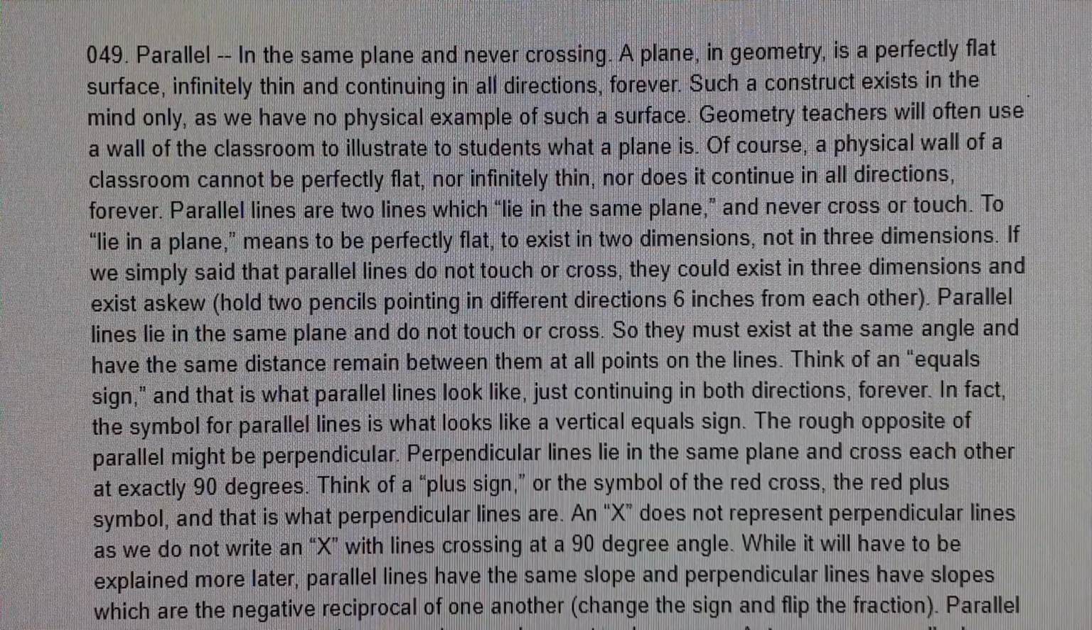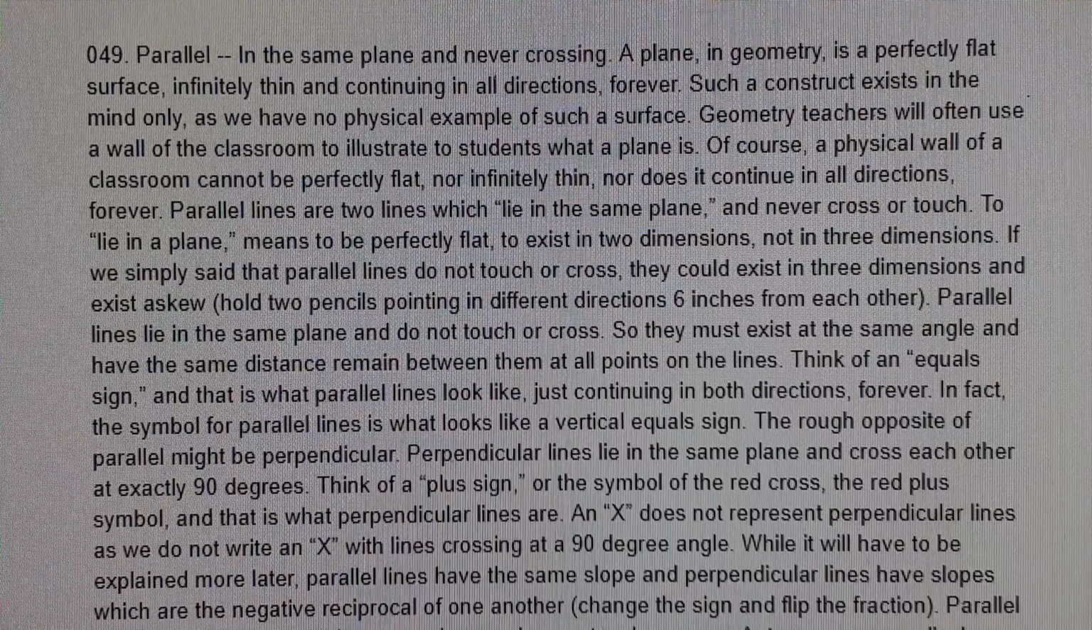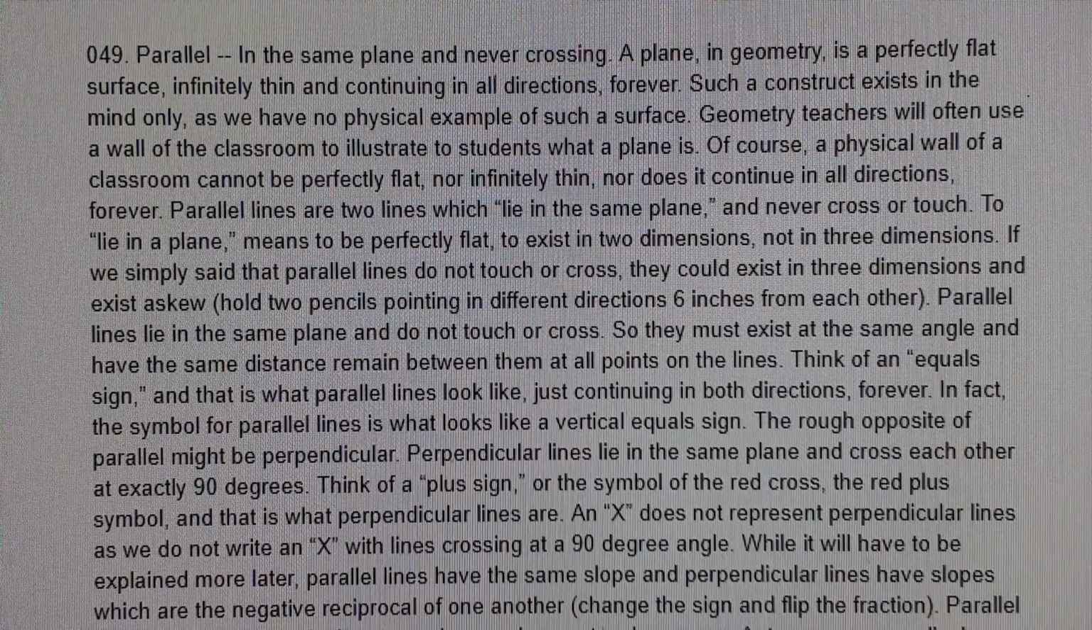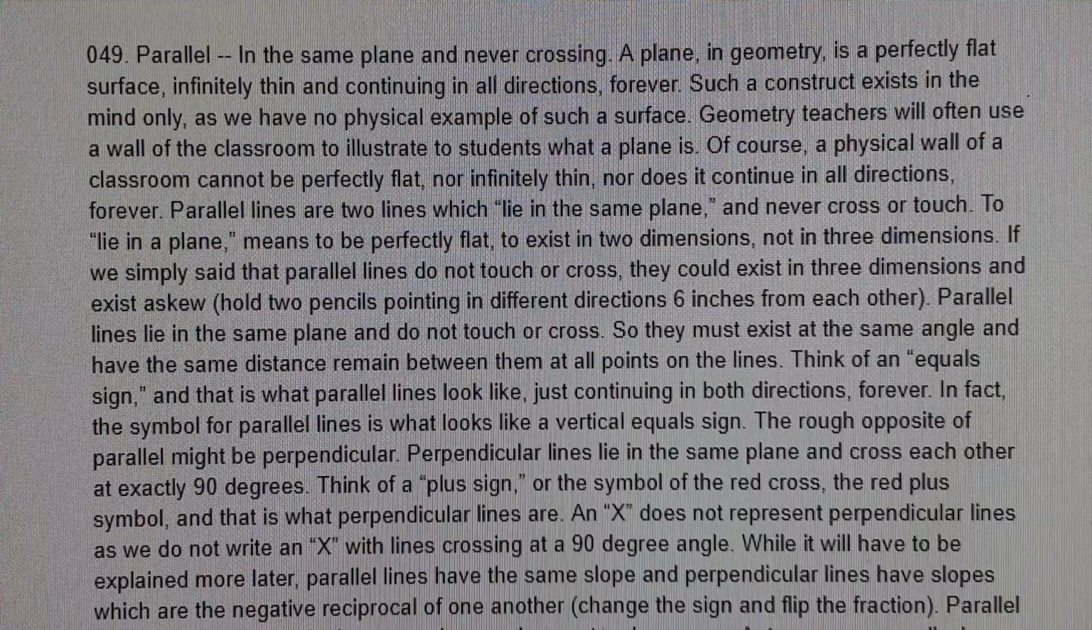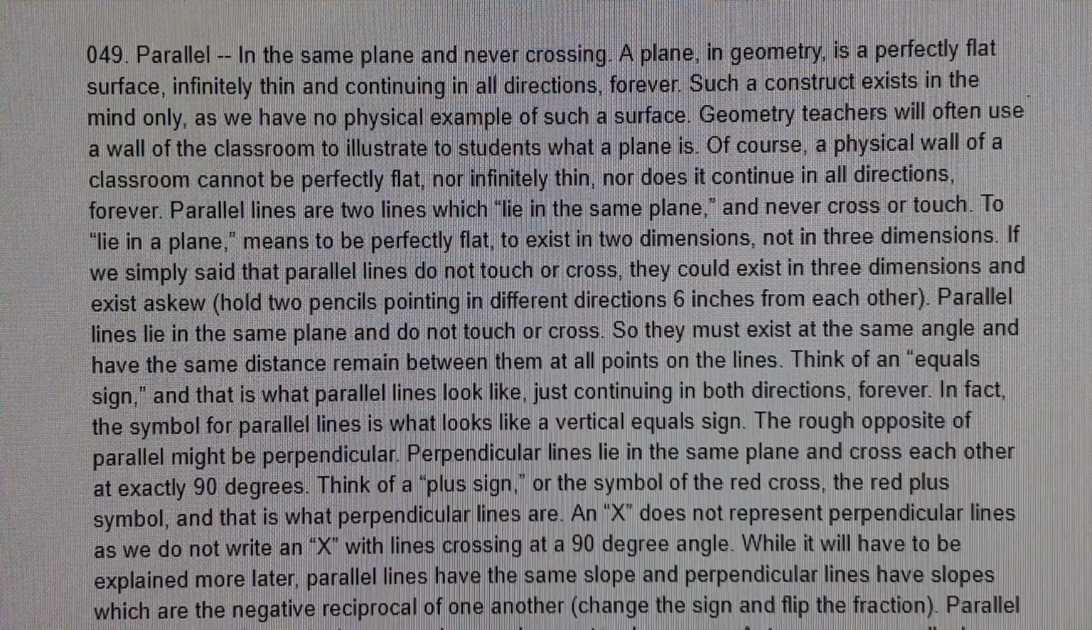Parallel lines lie in the same plane and do not touch or cross, so they must exist at the same angle and have the same distance remaining between them at all points on the lines. Think of an "equals sign," and that is what parallel lines look like, just continuing in both directions forever. In fact, the symbol for parallel lines is what looks like a vertical equals sign.